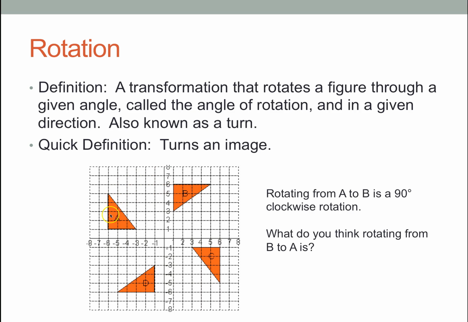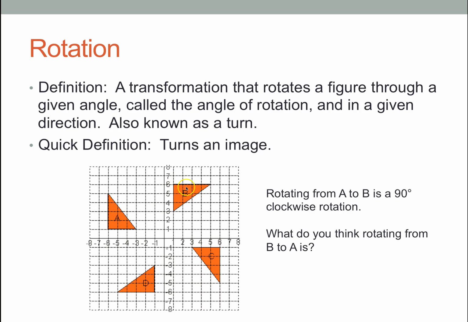Notice that we're not just moving it, we're rotating it as it moves. So it's rotating and moving at the same time. Think more like spinning, like a frisbee spinning. So this corner here becomes this corner here. And then it continues to rotate around. So when we're rotating from A to B, that's 90 degrees clockwise.